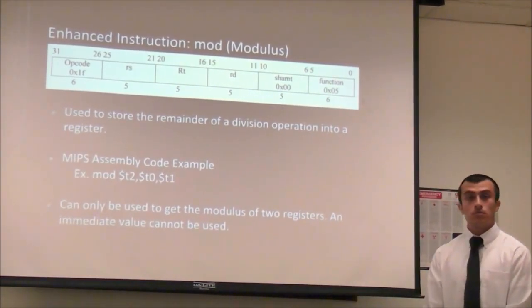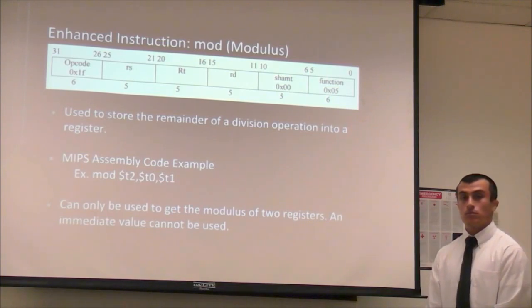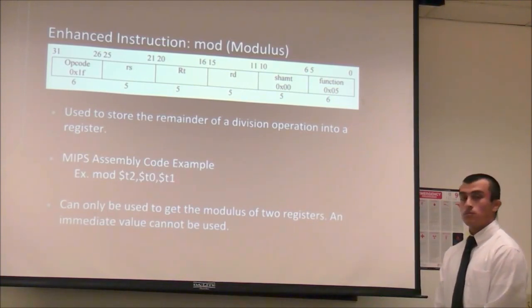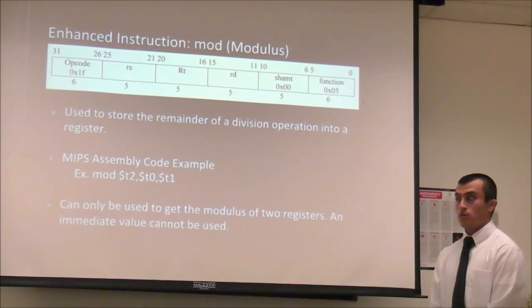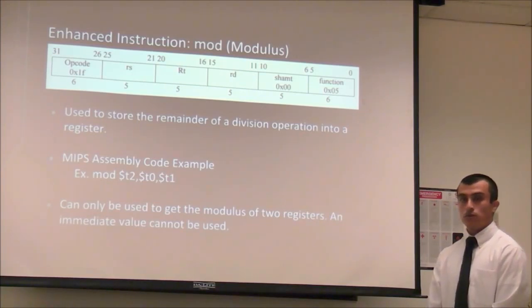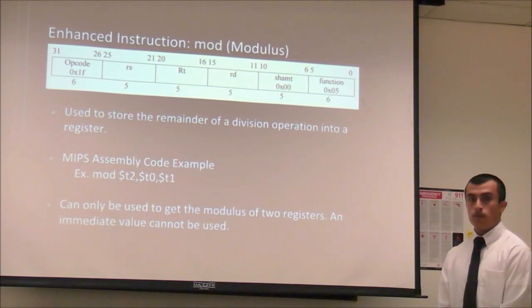Again, I was under the impression that our divide instruction already did the remainder into the high register. Yes, the divide instruction did do that, but this actually loads the modulus into the register file, whereas a division just stores it into the high register within the integer data. Okay, good.